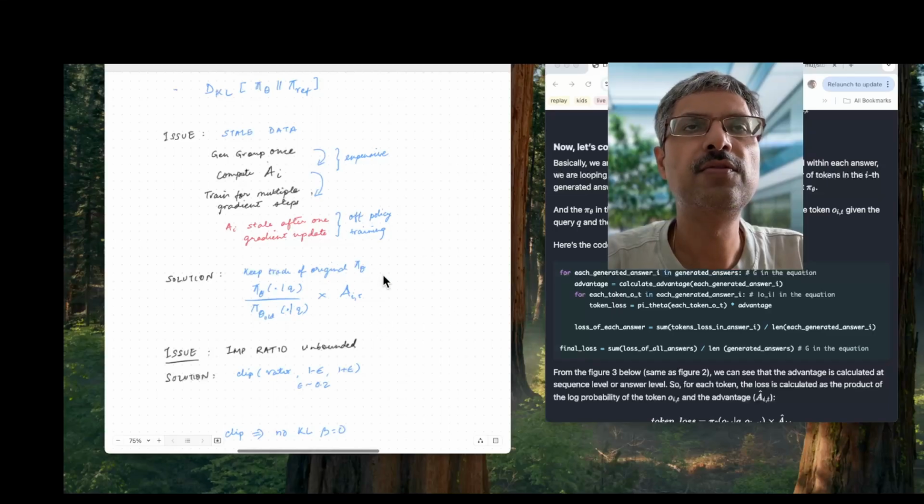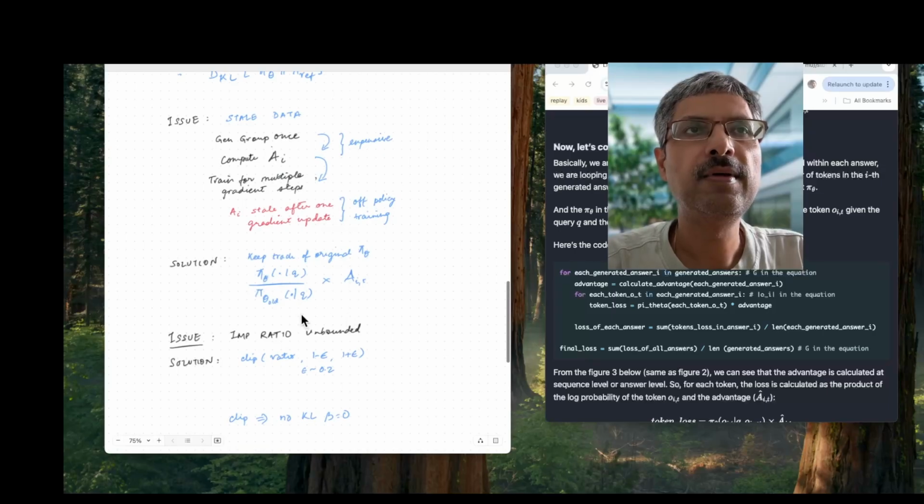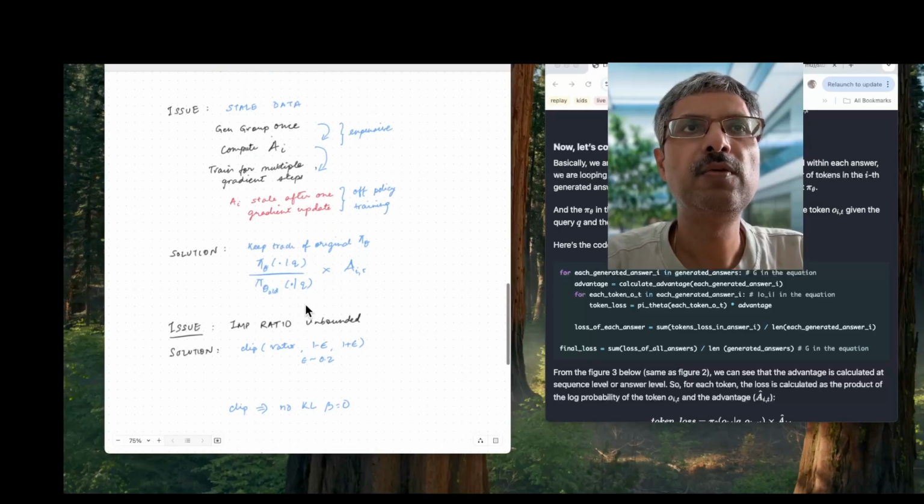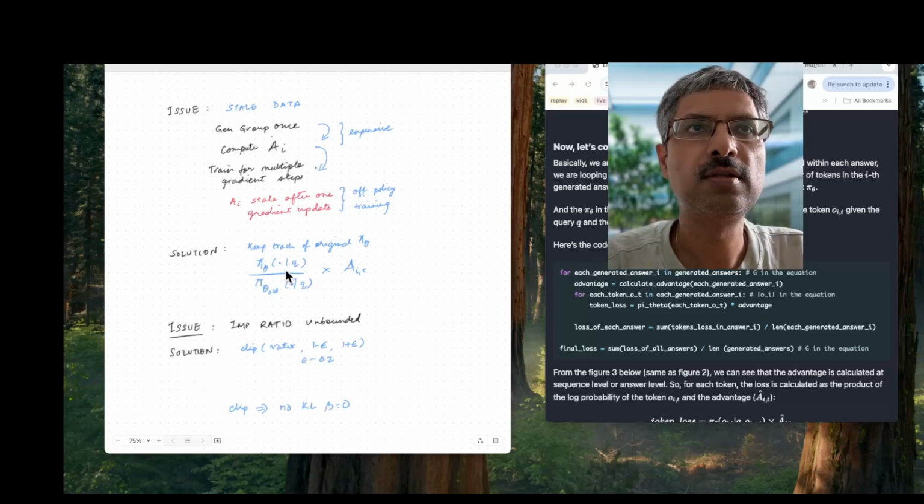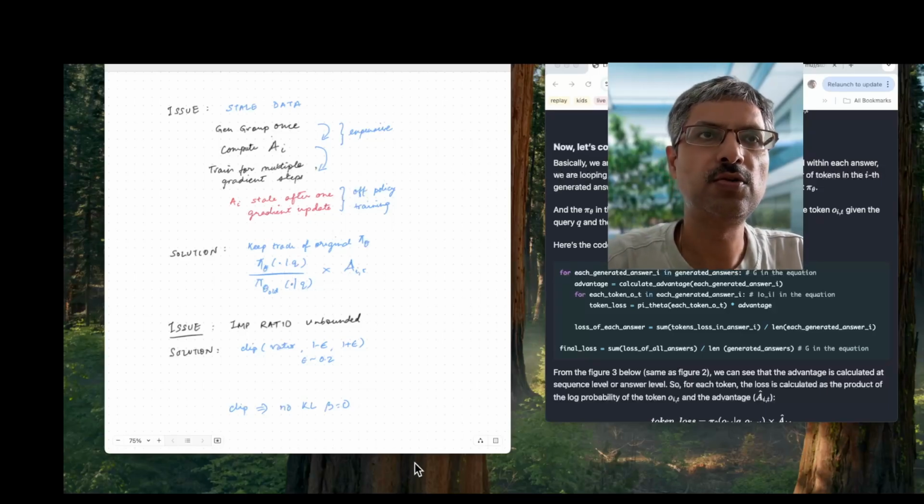Okay, and the solution is the ratio. Essentially, it keeps track of the original pi old, pi theta old, relative to the pi theta which is updated. And if the pi theta doesn't diverge too much, then we keep the same advantage. Otherwise, if it diverges, then we scale up the advantage by the amount the current scores differ from the original score.